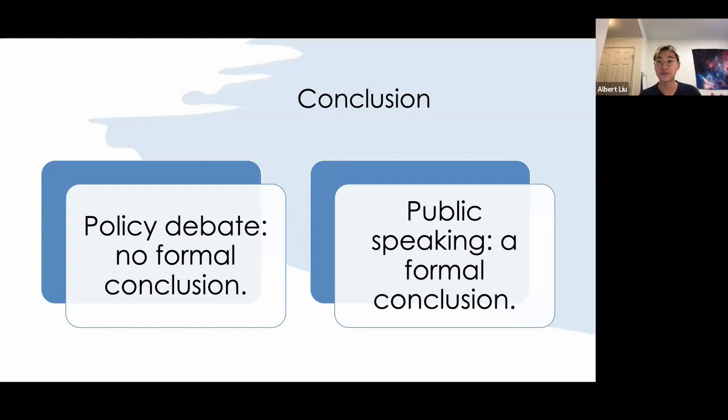And this also applies to the conclusion. So apply the same analysis on the introduction to the conclusion. In policy debate, you don't really need a formal conclusion. You just end with your impacts. Whereas in public speaking, you do need a formal conclusion. This is because the conclusion functions in a public speech as, if you weren't paying attention to the speech at all, here's what you should get out of this speech. So it's like that last minute type of thing where it's like, if you weren't paying attention, here's what you should get.